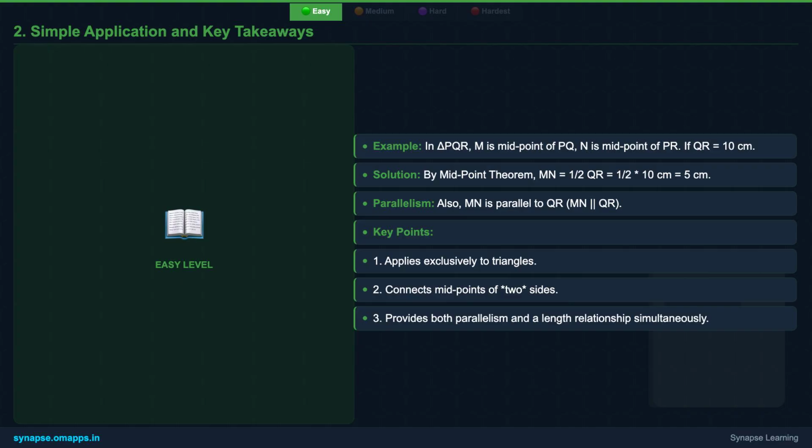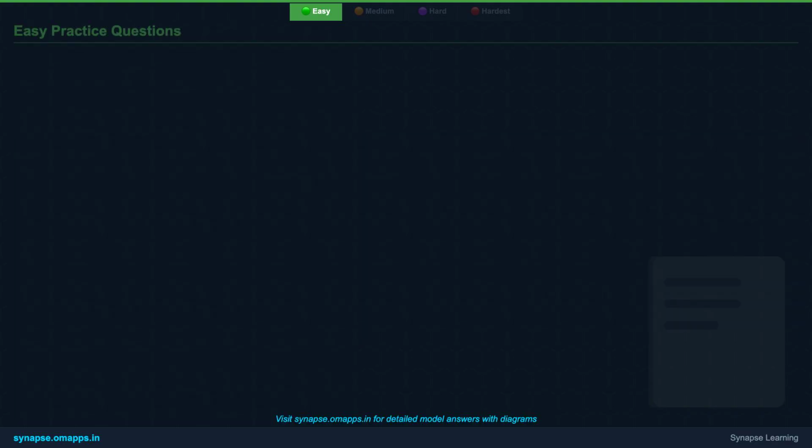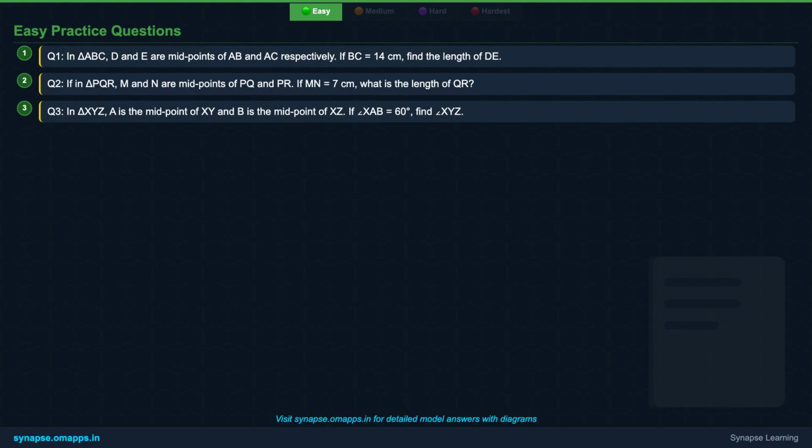The key takeaways here are that this theorem only works for triangles and always gives us both a parallel relationship and a length relationship. Time to test your understanding with a few practice questions. Pause the video, grab your pen and paper, and apply what you've learned.